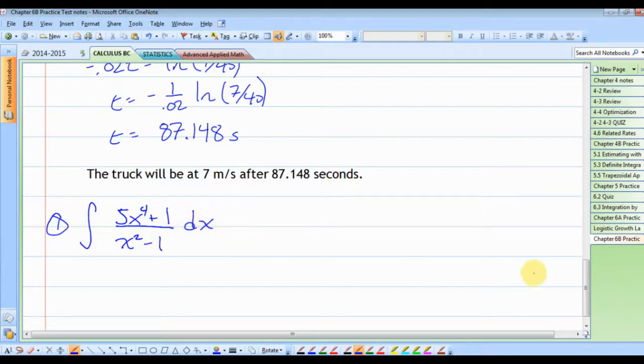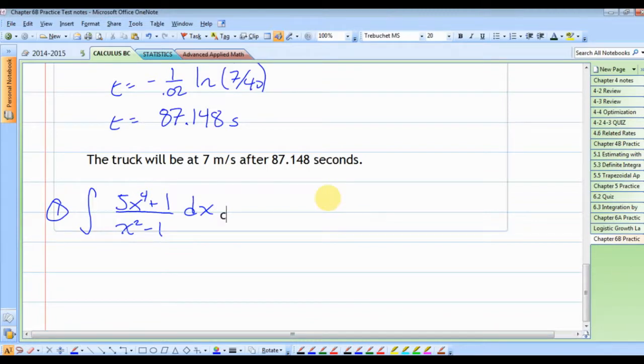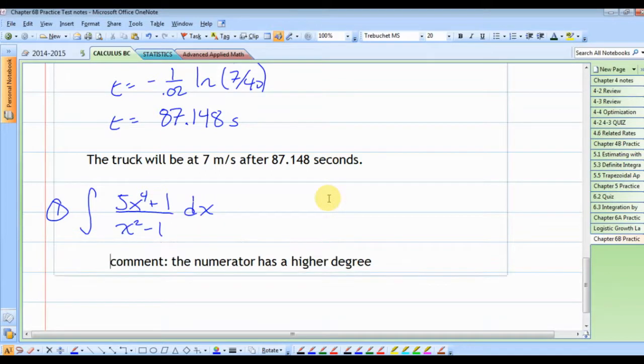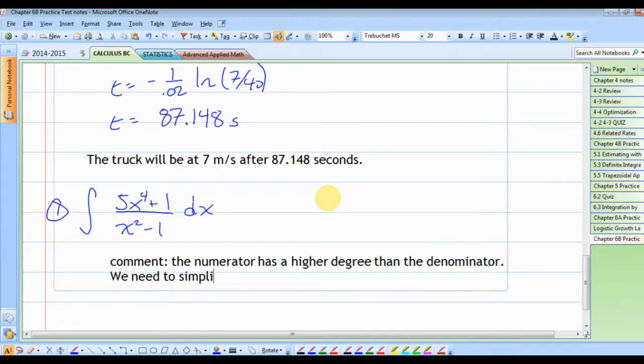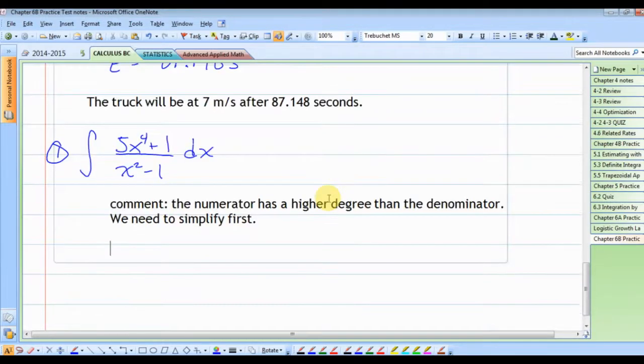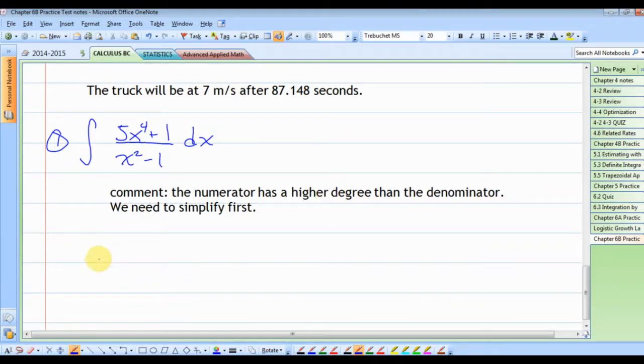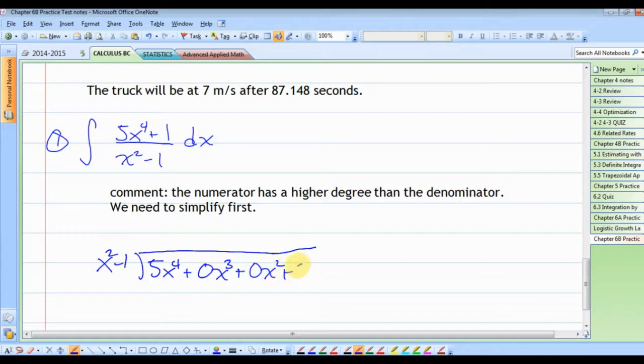Okay, so the numerator has a higher degree than the denominator. We need to simplify first, and that's where the division comes in. The divisor is x squared minus 1. The dividend is 5x to the 4th plus 0x cubed plus 0x squared plus 0x plus 1.